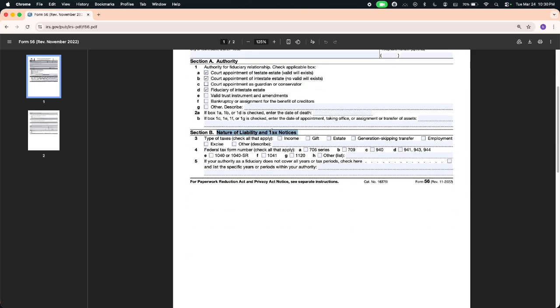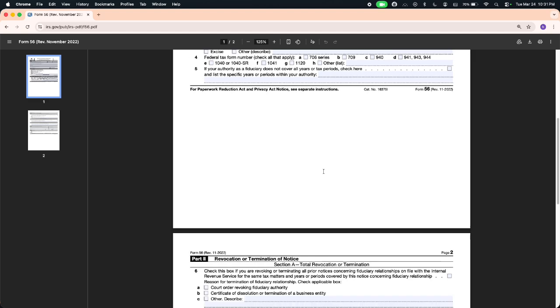In this section, check the type of taxes involved, like income, gift, estate, employment, excise, or other. And after that, mark the federal tax form numbers that apply. If the authority only covers certain tax years or periods, list them in the spaces provided.